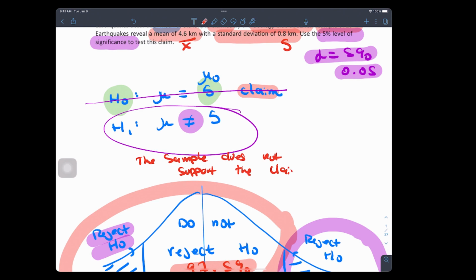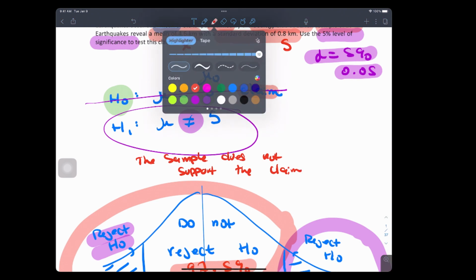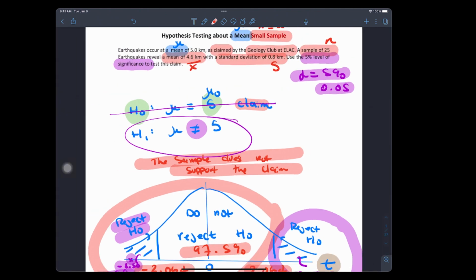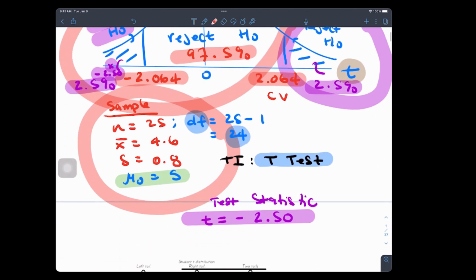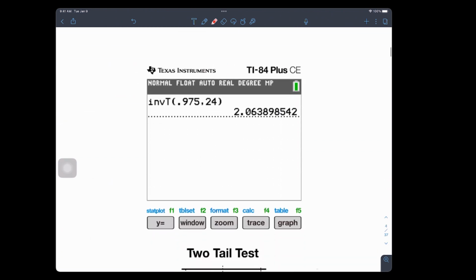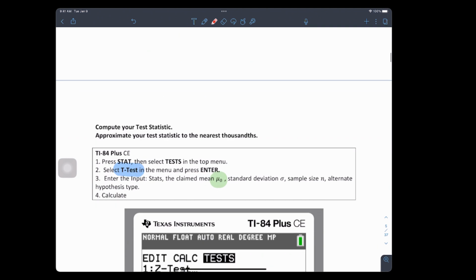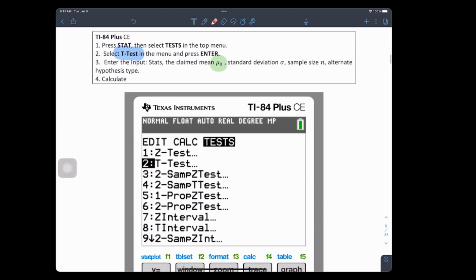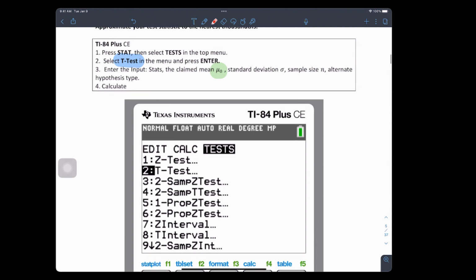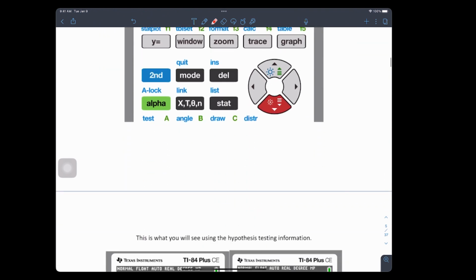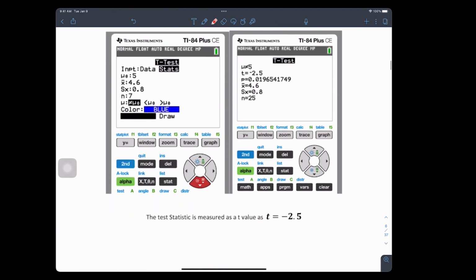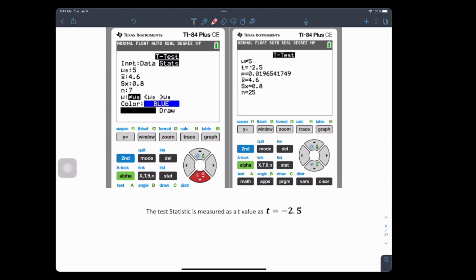So what I want to remark to people is these kinds of things here. I did summarize everything in the notes I wrote for you guys. I even told you, hey, this is what you enter, T-Test. It's in your notes. This is what you should see. I even summarized, this is your test statistic. T is negative 2.5.